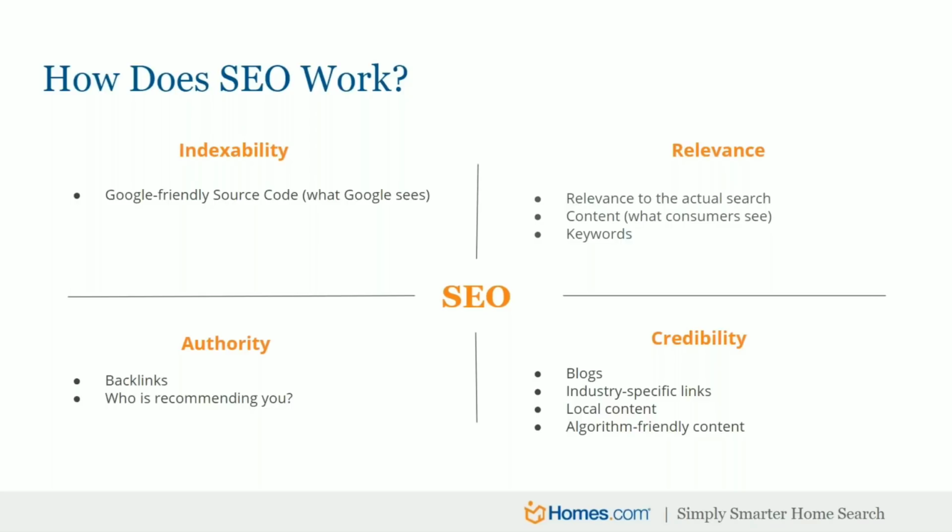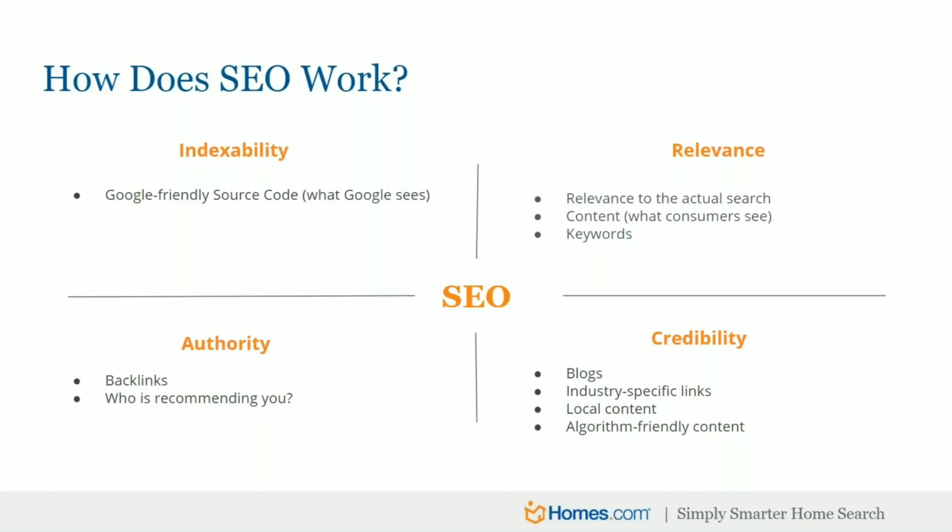And also think about the source code on your site, which is what Google sees. What they can't see is pictures. They don't see pictures, but if you have an alt image that describes what that picture is of, then Google can see that because they're reading the alt image. What Google sees is very important because that'll help index it and see if it's relevant to what somebody is searching for.